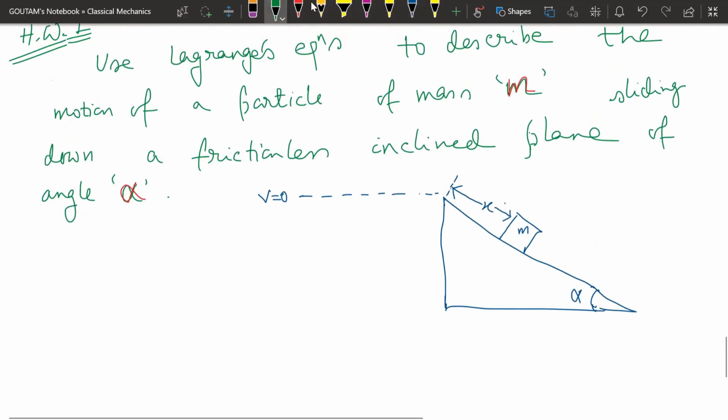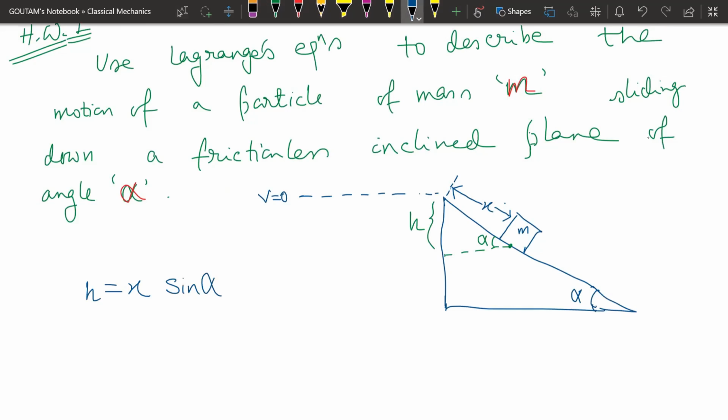If we draw a perpendicular from this position of m to this vertical line, this angle will also be alpha. The particle traveled a distance x from the initial point. So the height it traveled down, if we call it h, will be x sine alpha, because this will be x cos alpha and this will be x sine alpha.